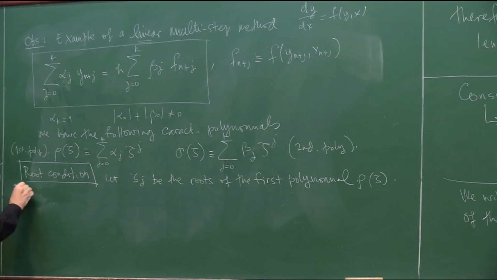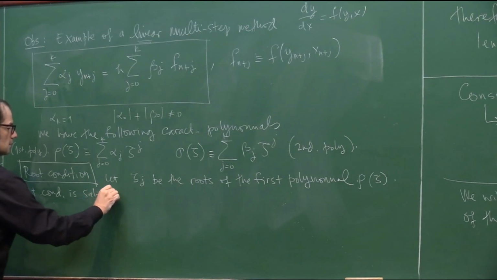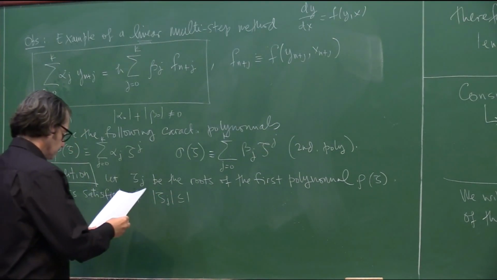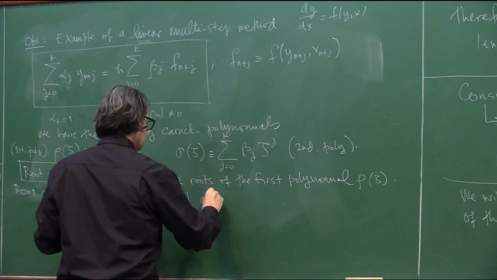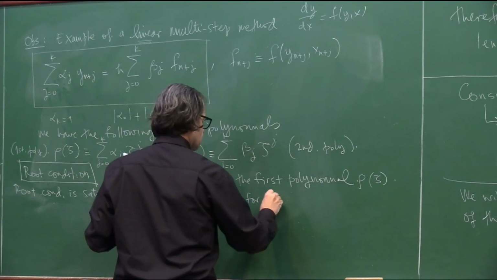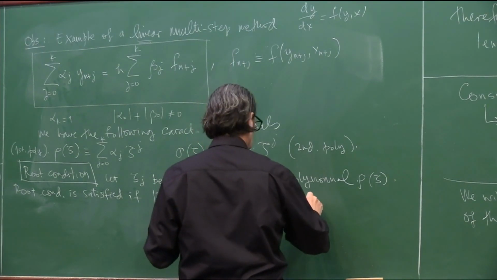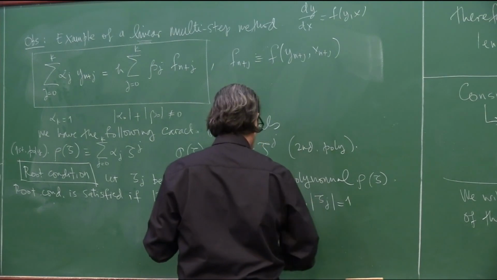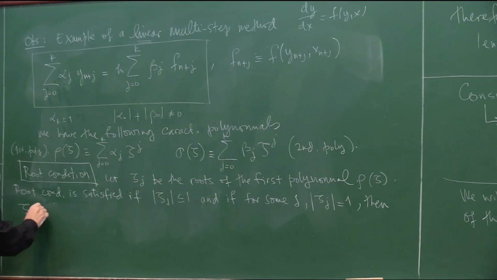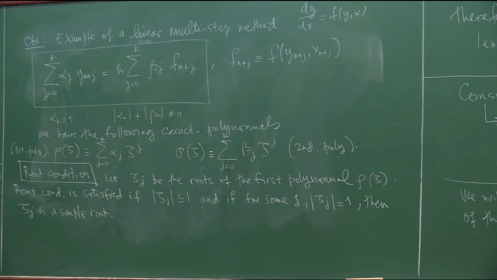Root condition. Let me write this back. Okay, I'll not be too lazy. The root condition is satisfied if the roots are less or equal than 1, and if for some j, zeta j is equal to 1, then zeta j is a simple root, in opposition to a double root.